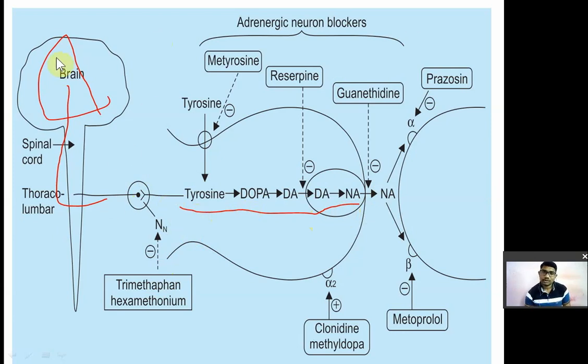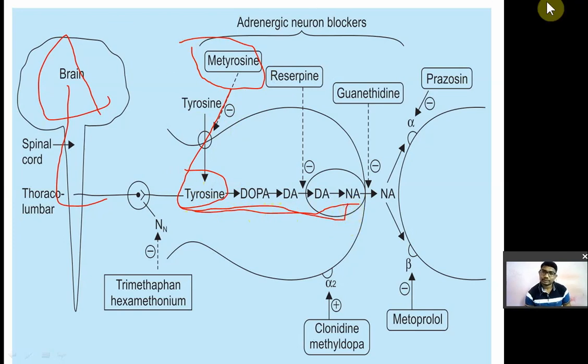Now, there is one drug known as metyrosine. Metyrosine will block the uptake of tyrosine. Tyrosine का uptake बंद कर देगा. So there will be no production of dopamine, then noradrenaline. If you cannot stop this, tyrosine will be converted to dopa, will be converted to dopamine, and dopamine will be stored in the synaptic vesicle and will be converted to noradrenaline.